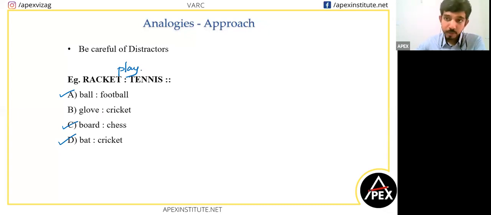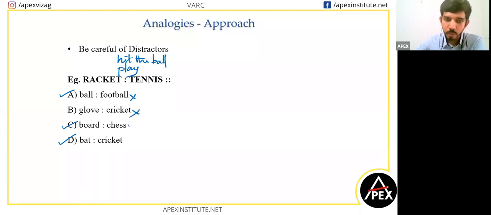Okay, can we define it better? Racket is used to play tennis, or racket is used to hit the ball in tennis. Yeah, this is much better, no? Because ball is used to hit the ball. No, in football we use the leg to hit the ball. So this is incorrect. Glove was anyway unrelated.